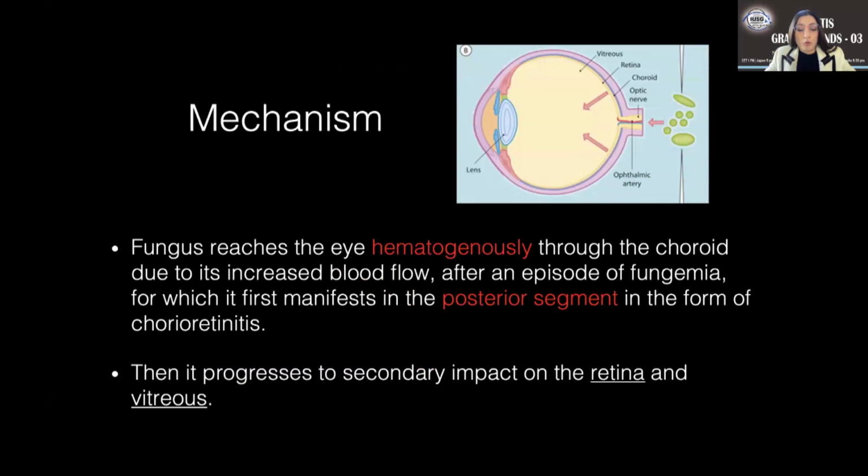Infection spreads during fungemia that might be transient. It reaches the eye through the blood, and especially the choroid, due to its increased blood flow, and it manifests in the posterior segment as chorioretinitis. Then it progresses to involve the retina and vitreous.